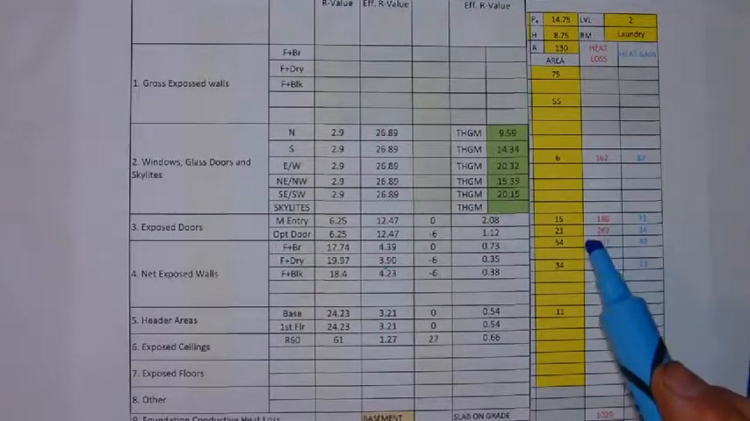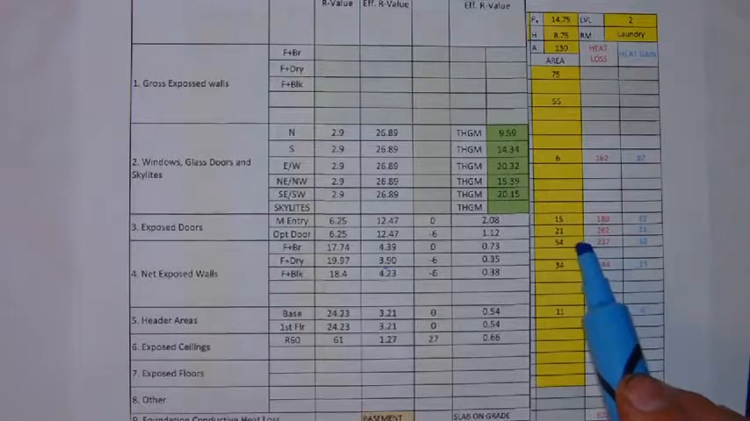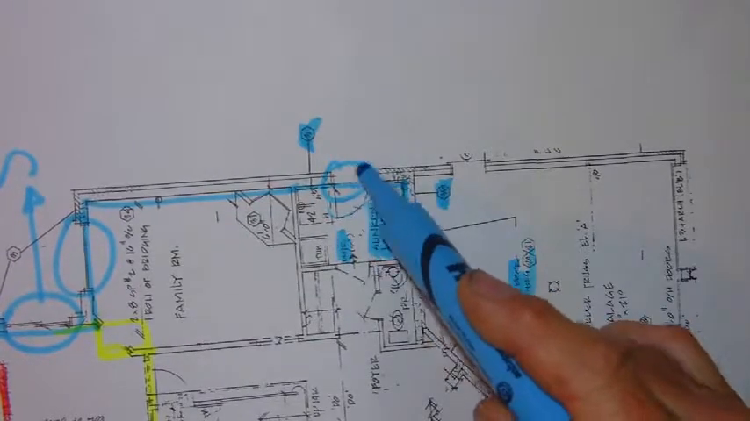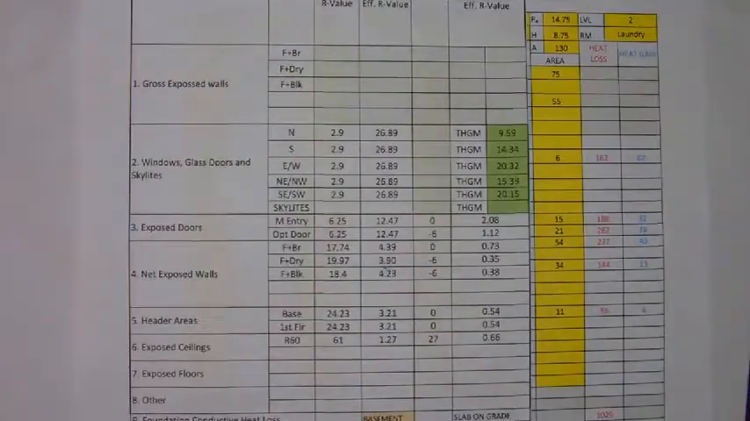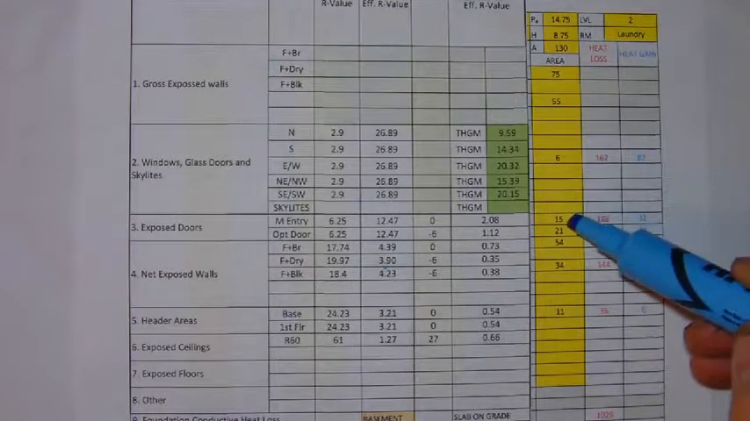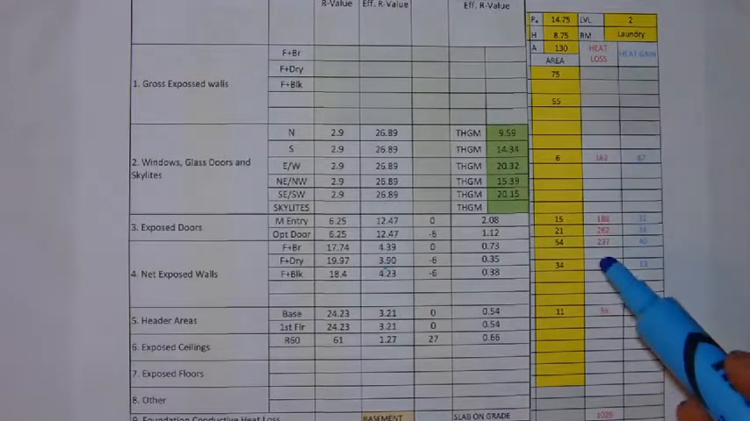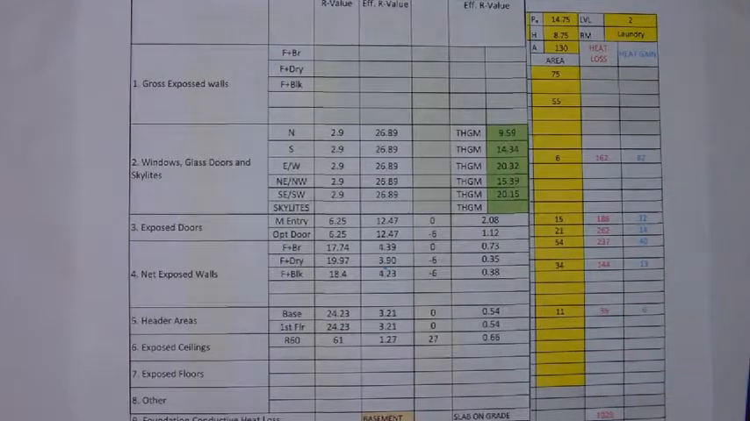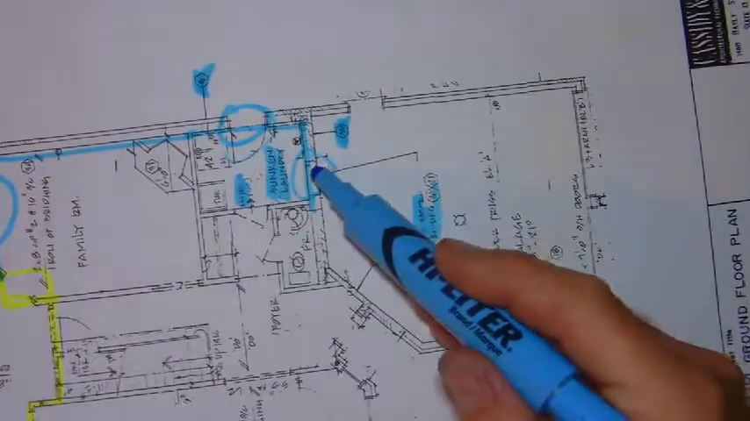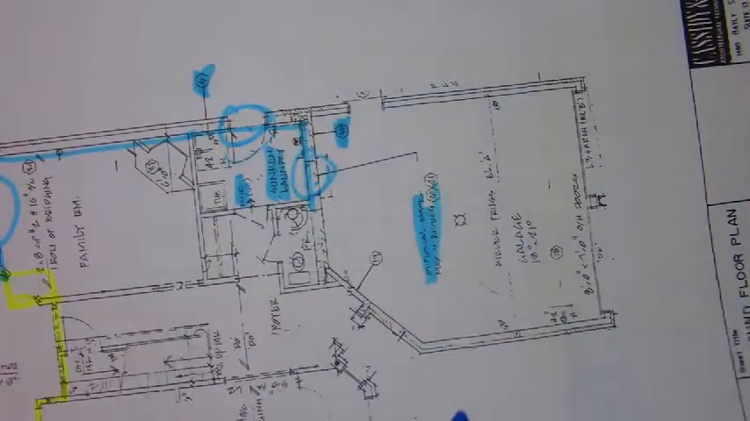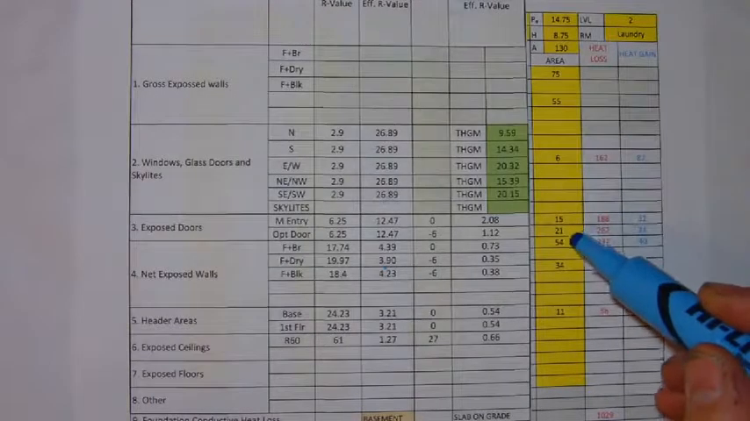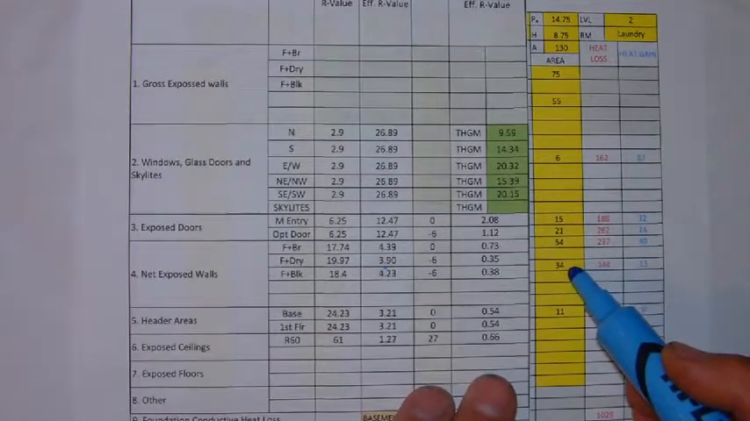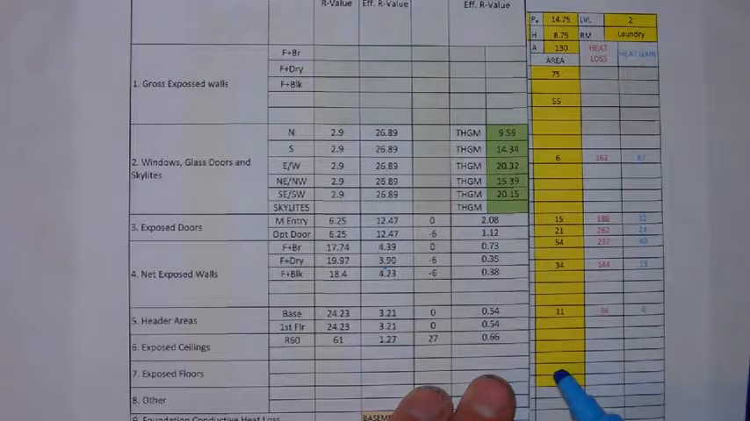Now we want to find our net frame plus brick. In our frame plus brick, we have this door, and so we would subtract the 6 and the 15 from 75, and that leaves us with 54 square feet of frame plus brick. For the frame plus block, we have this door, so you have to subtract 21 square feet from 55, and that leaves us with 34 square feet of frame plus block.